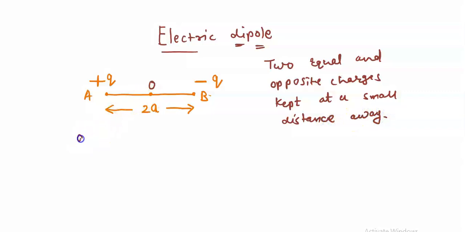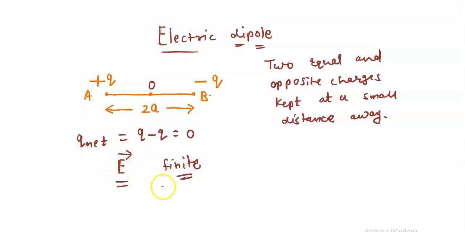As far as the net charge on an electric dipole is concerned, the net charge will be plus Q minus Q, that is 0. So no net charge is there over the dipole. Now do remember this: if net charge is zero, it doesn't mean that the electric field of a dipole is also zero. No, no. Electric dipole's electric field is very much finite. Finite electric field will be produced by the electric dipole, and that we will be discussing.